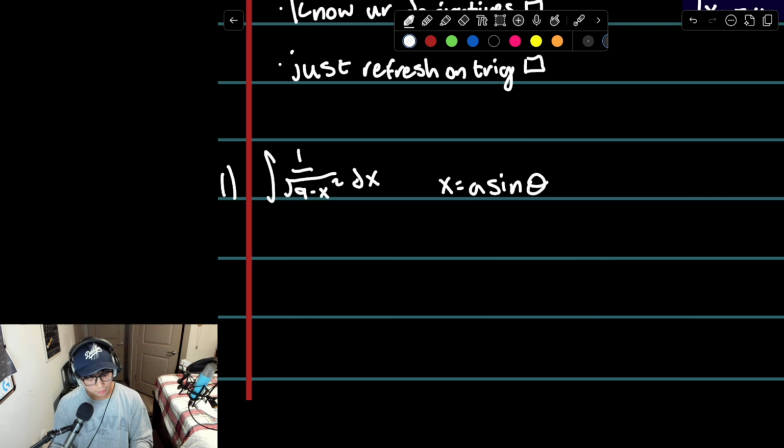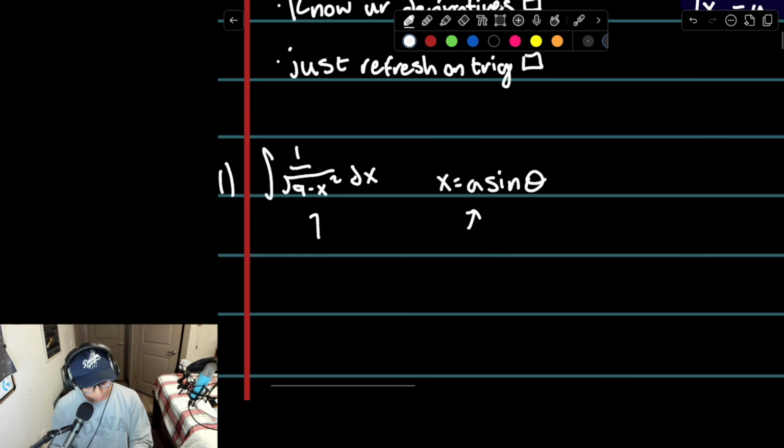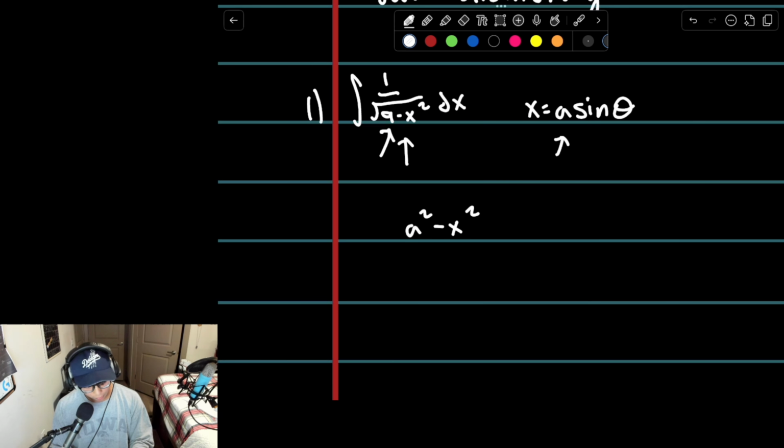Now that we figured that out, how can we incorporate these two together? Well, let's find our a first. This problem is just a shell of a squared minus x squared. We're basically asking what is the square root of this 9 to find a. So in this case, a squared equals 9. Since we're trying to relate the a squared and the 9, we then figure that a equals 3. So now that we know this information, we can plug in x equals 3 sine of theta.